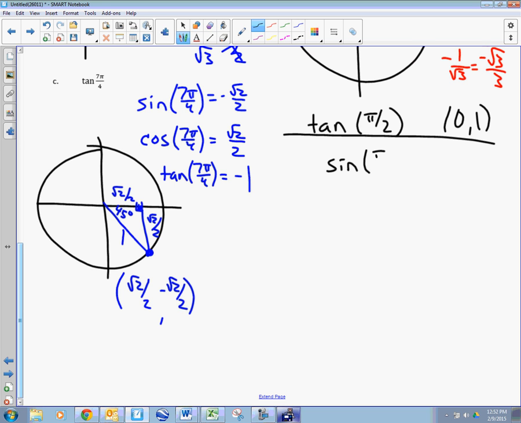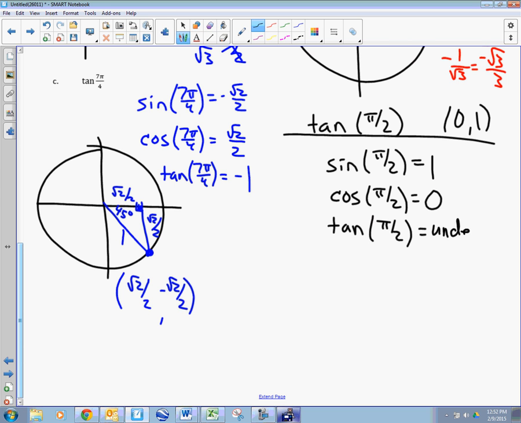So the sine of pi over 2 would be 1. The cosine of pi over 2 would be 0, and the tangent of pi over 2 would be undefined. Because you have your y value divided by your x value for tangent. So 1 divided by 0 is undefined. Okay? So you don't always get crazy numbers. Sometimes you get numbers like that.